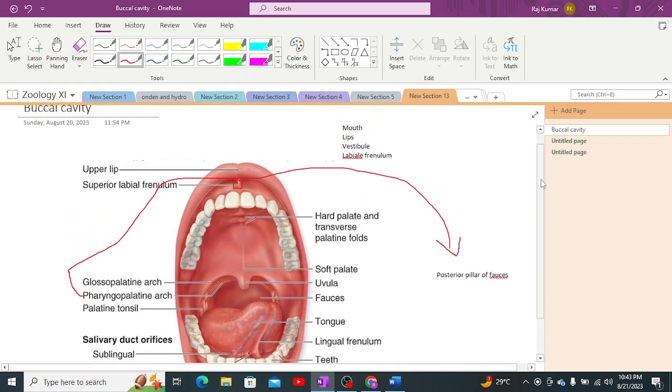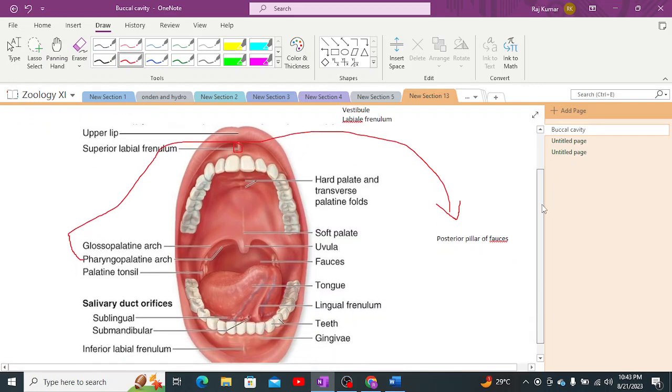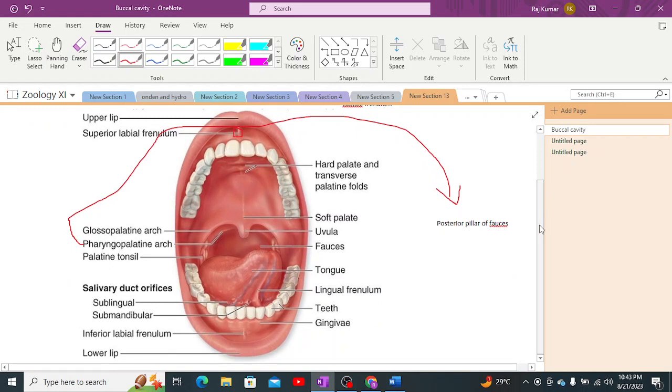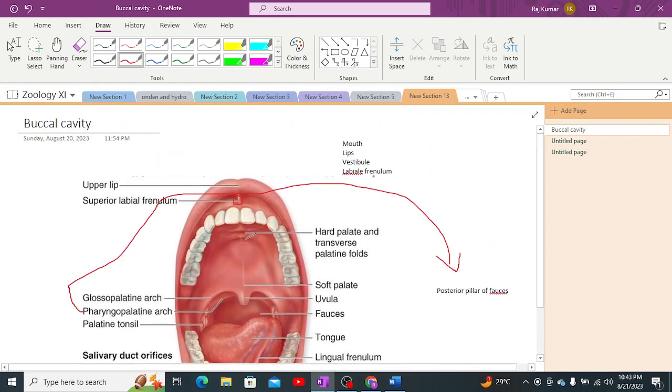Another frenulum is also present, known as the lingual frenulum. The lingual frenulum is present on the tongue and connects the tongue with the floor of the oral cavity. But we are going to discuss that later. That's only the intro, and here we have the buccal cavity now.